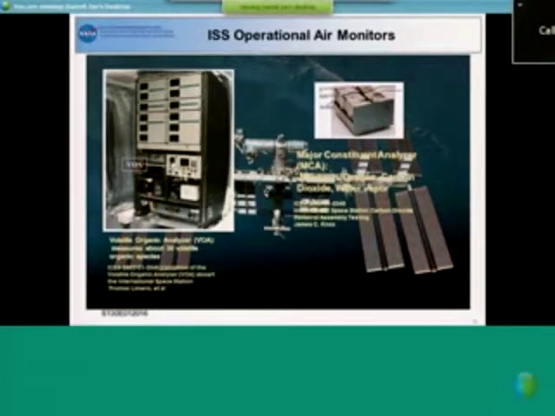Here are some of the air monitors that are so-called operational, meaning they're approved for making flight decisions. There was the volatile organic analyzer that measures trace organic chemicals. There's the separate that works by ion mobility. That's no longer in use, but it was used for a few years. A major constituent analyzer, which is a magnetic sector mass spectrometer, is still being used. It measures the major constituents of the air, which are nitrogen, oxygen, carbon dioxide, water vapor, some degree of detecting methane as well.